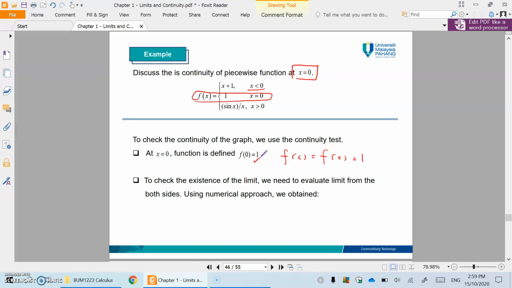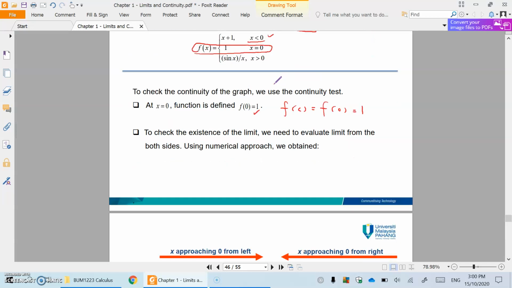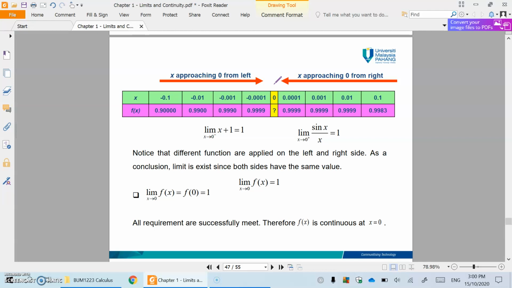Next we check the existence of the limit. We need to evaluate the limit from both sides, because we have a left side limit and a right side limit. Using the numerical approach, we obtain this table. Approaching 0 from the left, we see that it is approaching 1. Approaching 0 from the right for sin x over x, we also get 1. Since the left side limit and the right side limit are equal to 1, our limit is 1.